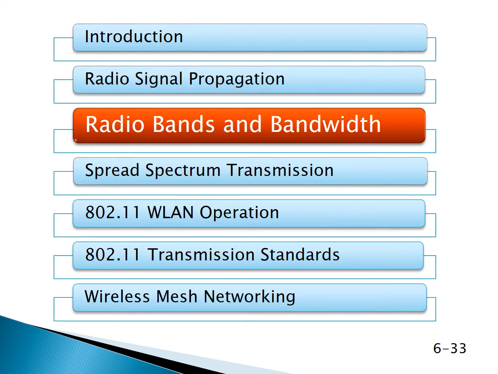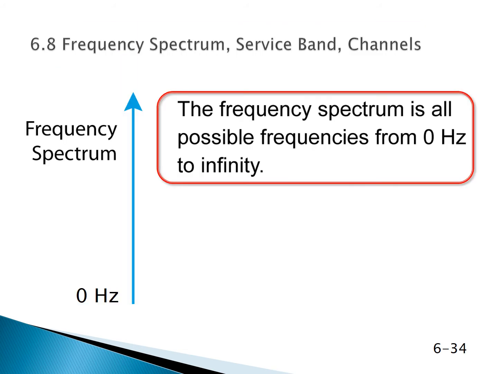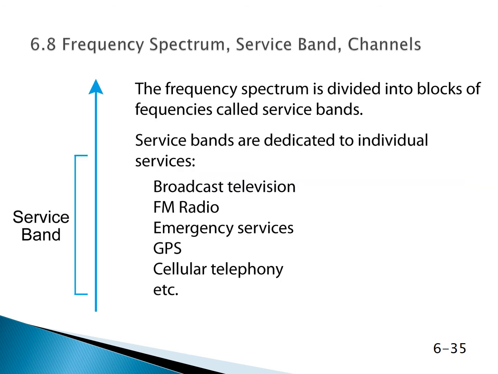Next, we will talk about radio bands and bandwidth. The frequency spectrum is one of the very important topics in all these wireless services nowadays. The frequency spectrum is all the possible frequencies, say from 0 Hz to infinity. Broadly speaking, all electromagnetic waves can have 0 to infinity frequency. Then the frequency spectrum is divided into blocks of frequencies called service bands. Service bands are dedicated to individual services like broadcast television, radio, FM, AM, emergency services, GPS, the global positioning service, cellular, telephone, and so on.